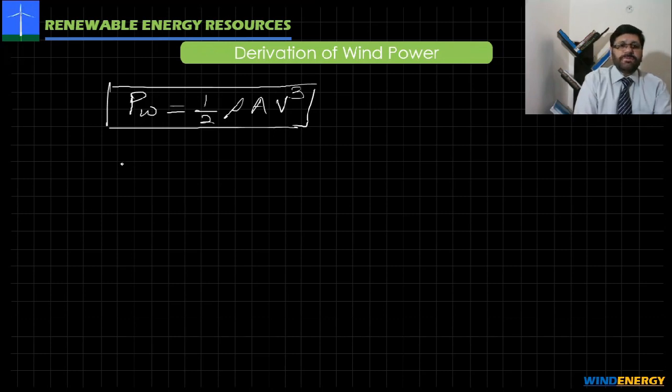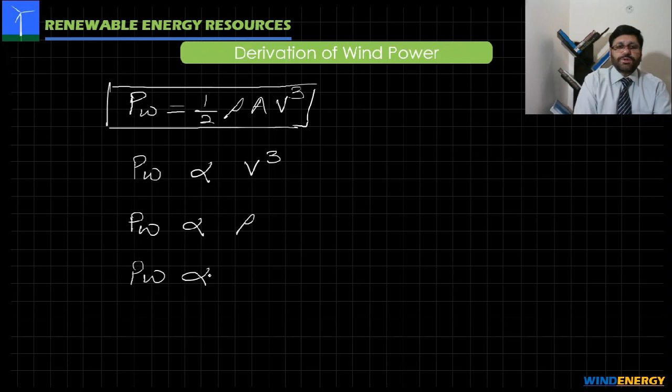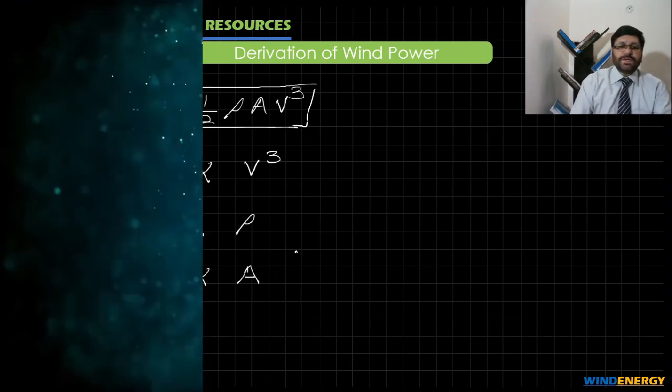Here we can see the wind power is directly proportional to the cube of the wind velocity. Wind power is directly proportional to the density of the air, and wind power is directly proportional to the swept area of the rotor of the turbine. Now with this we end our discussion here.